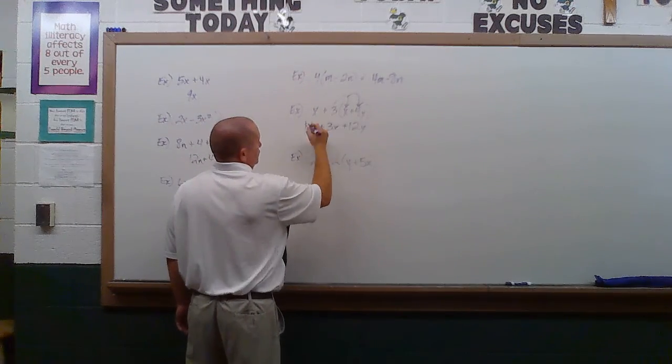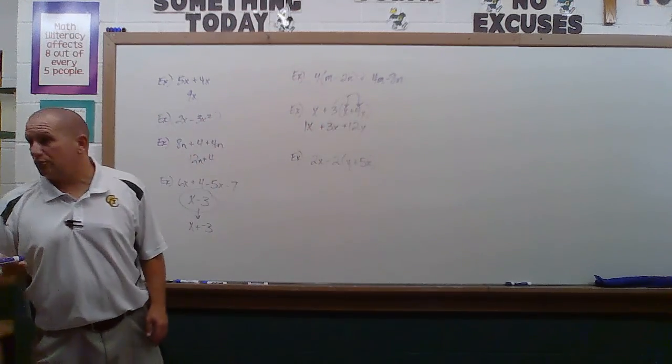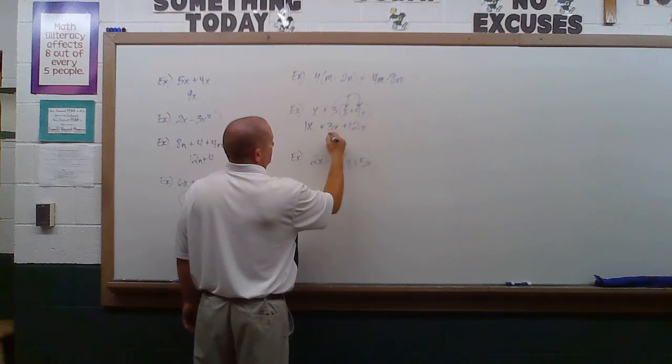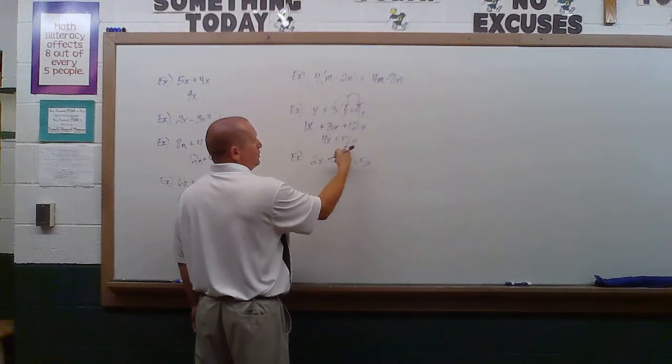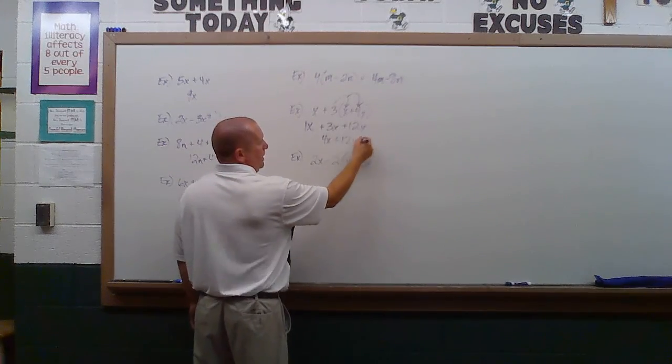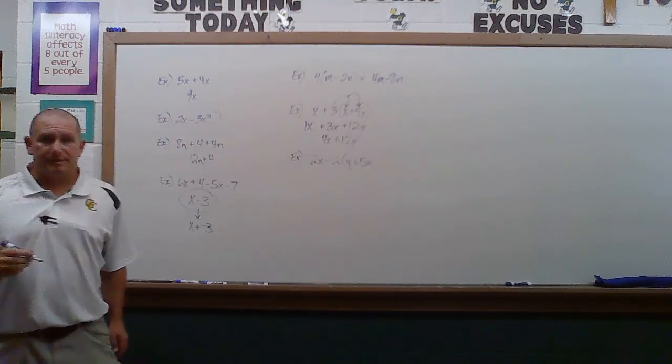It's just 4x plus 12y. This is a 1. Remember, I can always write that 1, I just don't write it all the time. 1 plus 3 is 4x plus 12y. Can I add my 4 and my 12? No. Cow and a horse, right? Definitely don't want to add them together.